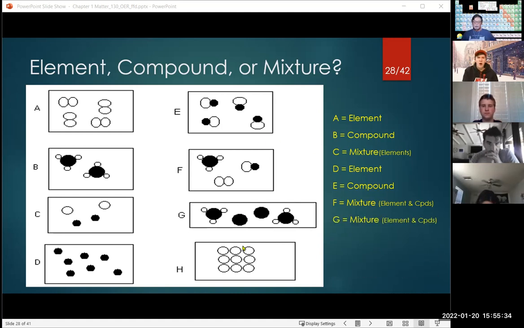Okay. G, we have again a mixture of a compound and an element, and then H is simply an element. And based on the diagram, I could even further state that more likely H is a solid. I can say that because it's very structured and very ordered, compared to the others, which are all kind of loose. They could be gases, could be liquids, but definitely not solid compared to H.